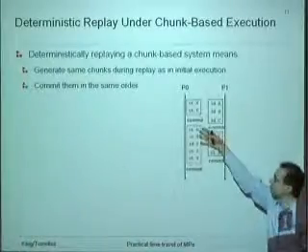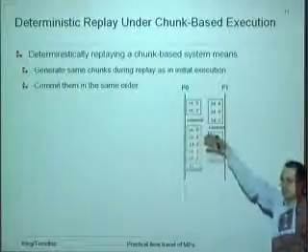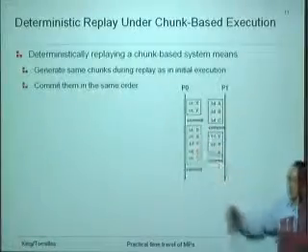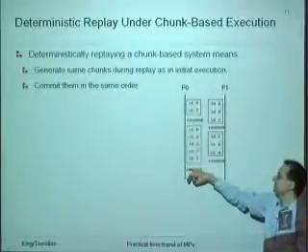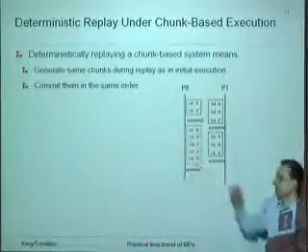Also, I don't need to follow the same order of instructions within a chunk. They can execute in any order. What matters is that at the end, the chunk stops at the same point and it commits in the same order.